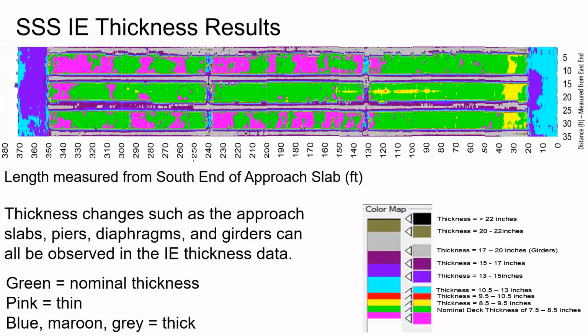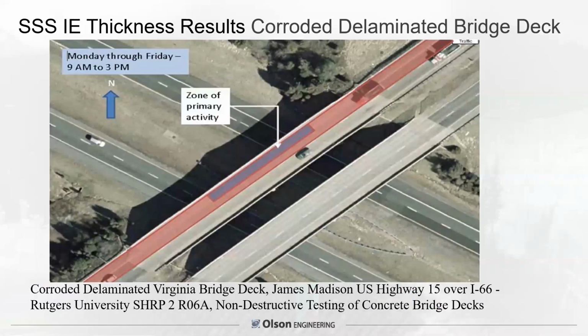This shows the overall results, and the thicker approach slabs in the color scale of about 1 foot are shown at each end. A lot of it was the green normal thickness. You can see where the diaphragms at the piers are present. You can see the girders, which are also looking thicker. But we did not find anything indicative of honeycomb internal void, so they had to seal the deck and they moved on.